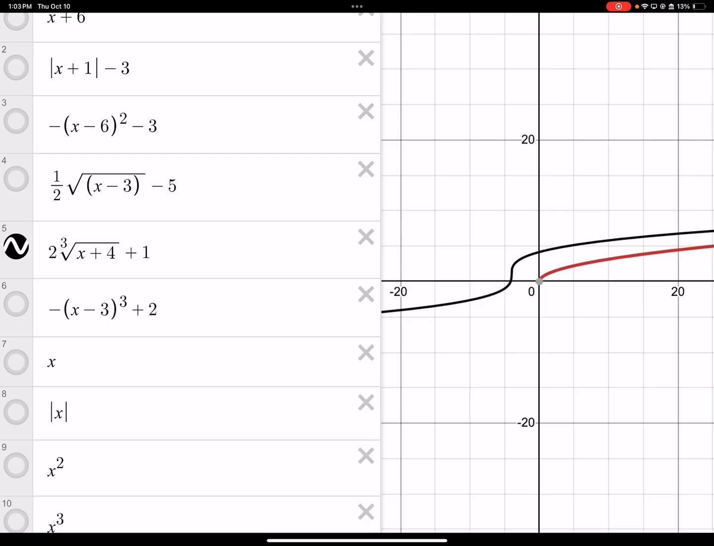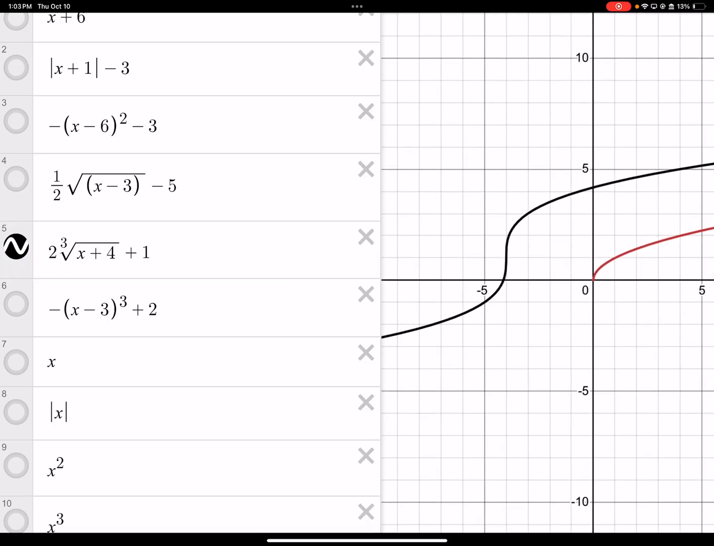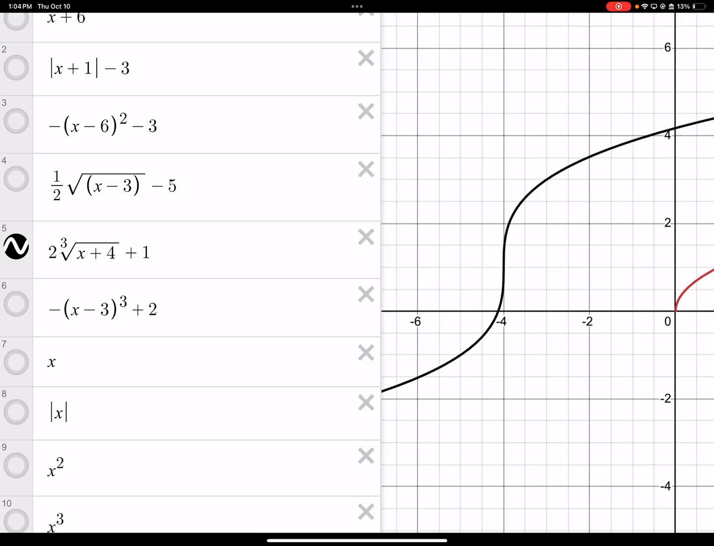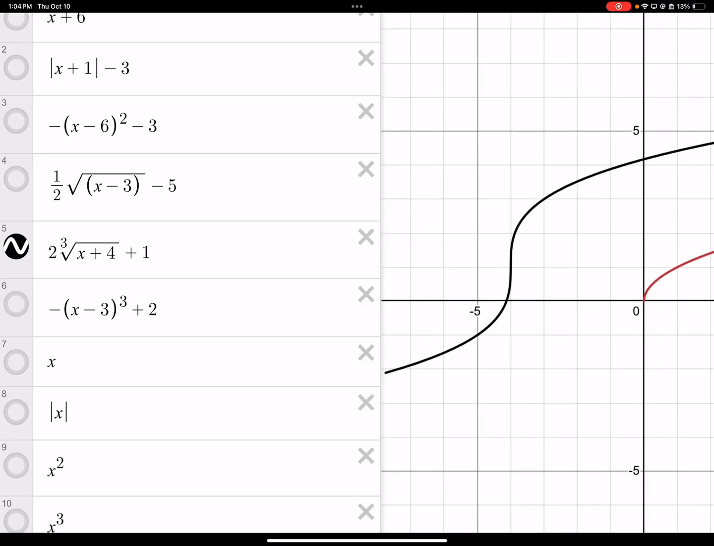And again, remember what's shifting when we do these. This went left 4, up 1. So that's the piece that's moving, and that's going to stay along there. Okay? And the last one.